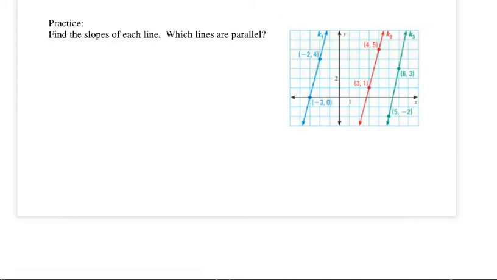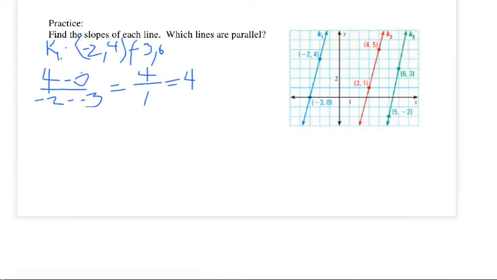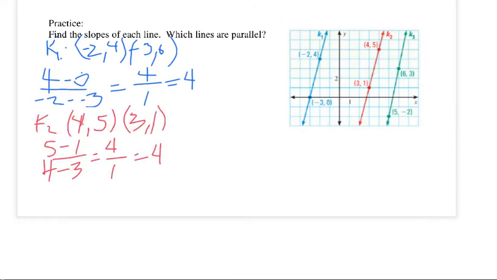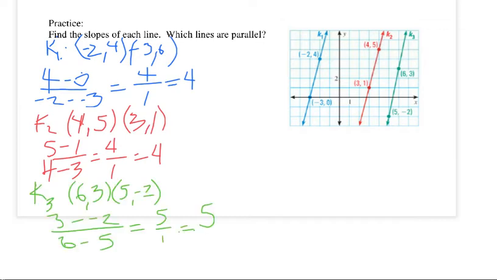Alright, so line 1, or K1, has a slope of 4, and here is the work to match it. So you can see I subtracted 4 minus 0 on top, and then a negative 2 minus a negative 3 on the bottom, so I get a 4 over 1, which I could then reduce down to a 4. Your slope for K2, so the red line, should end up being a 4 as well, and here's the work to match it. For the green line, for K3, you should have gotten a slope of 5, and here is the work that matches that one. So you can see that the slopes of the first 2 lines, K1 and K2, match. This means that K1 and K2 are parallel lines.